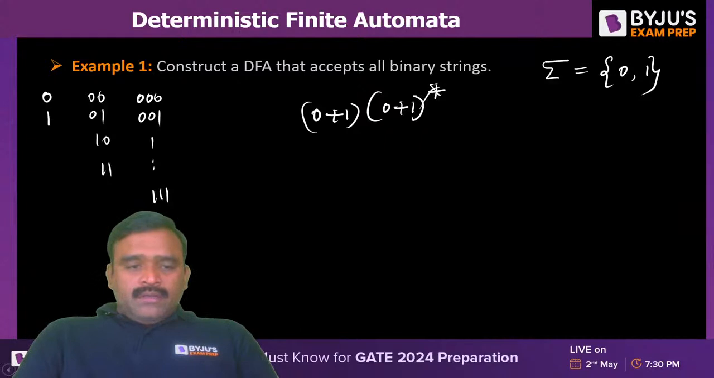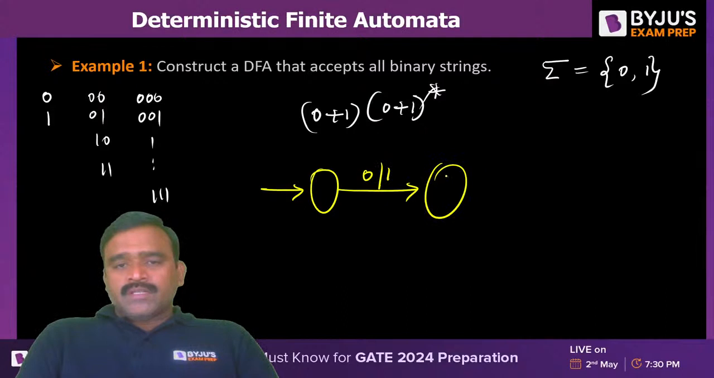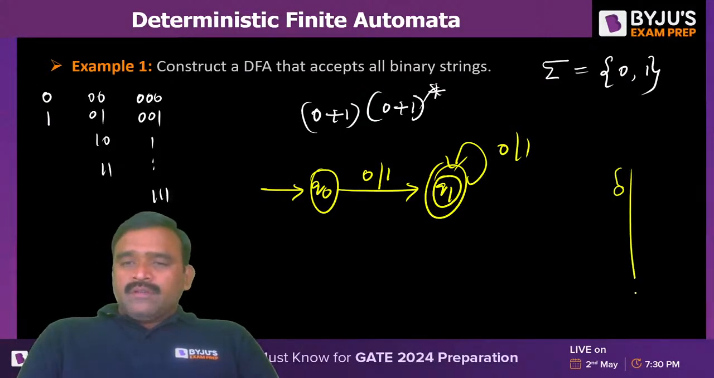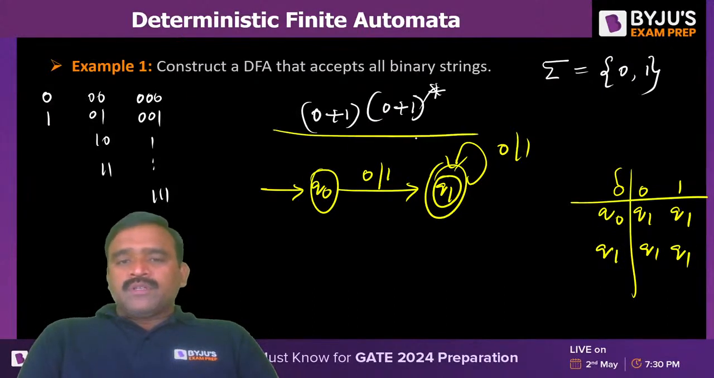So we can have a string like this. 0 or 1 is acceptable, and it goes to the final state. After that, let us suppose Q0 and Q1. Any string is accepted, so we can give a self loop on 0 or 1. That's it. Transition will accept only one state for one input. Q0 on 0 is Q1, on 1 is also Q1. Q1 on 0 is Q1, on 1 is also Q1. So this is the expression: 0 or 1 followed by (0 or 1) whole star.